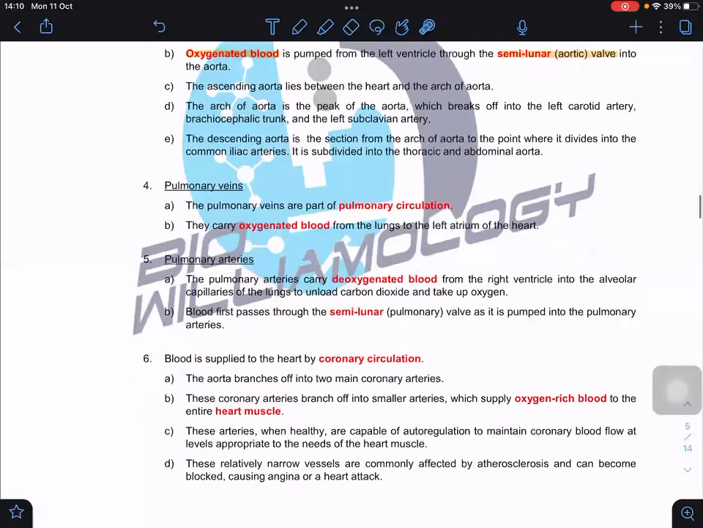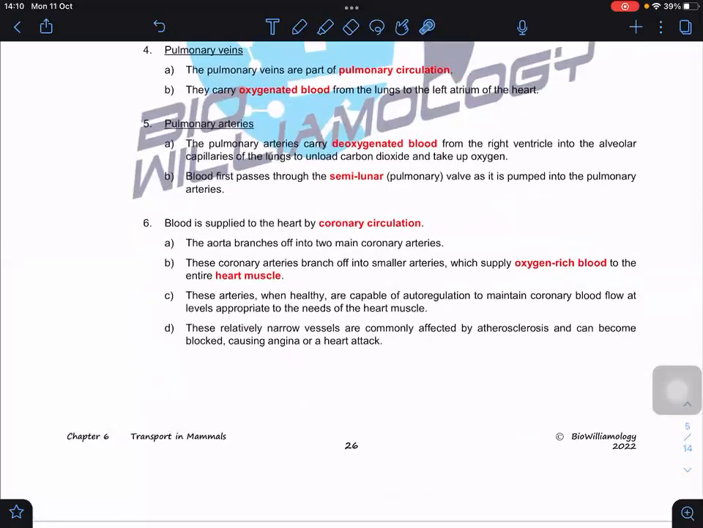Okay, so now we look at the pulmonary vein. The pulmonary veins are, as we know, part of the pulmonary circulation, and they bring the oxygenated blood from the lung to the left atrium of the heart. Okay, and we do have the pulmonary artery, which is the one that carries deoxygenated blood from the right ventricle to the alveolar capillaries. Okay, and we have this semilunar valve, or we call it the pulmonary valve, which actually prevents the backflow of the blood back into the ventricle.